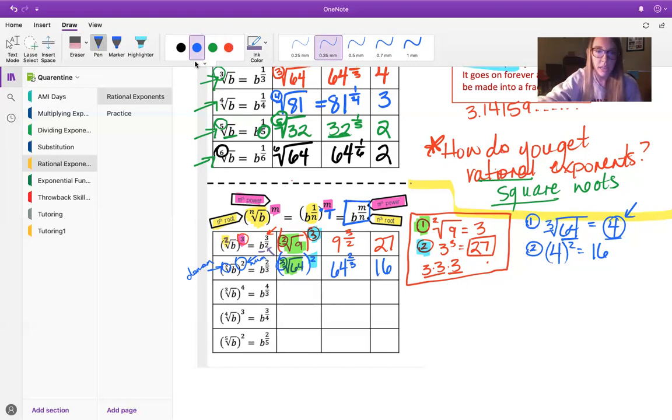All right, next, the cubed root of 8 raised to the 4th power. Again, whatever the root is going to be your denominator, and whatever your exponent is going to be your numerator. So we're going to do it for 8. The cubed root of 8 to the 4th power. So it's going to be 8 to the 4/3 power.